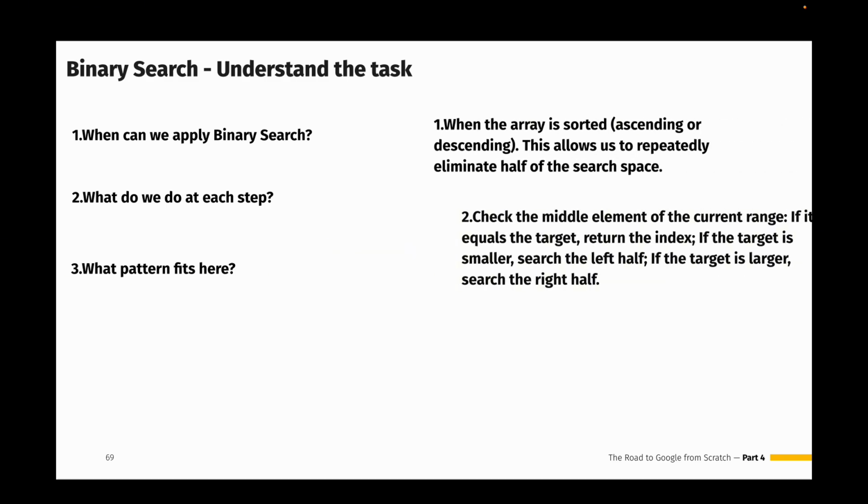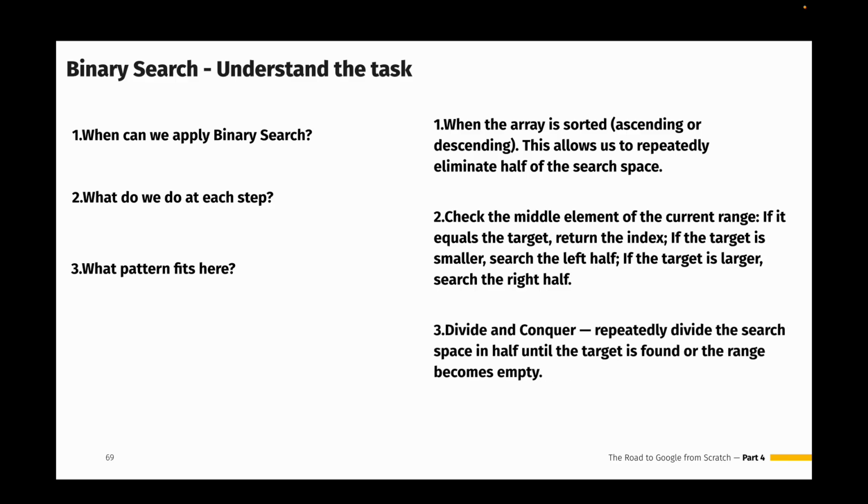So when can we apply binary search? When the array is sorted, in ascending or descending order, this allows us to repeatedly eliminate half of the search space. What do we do at each step? Check the middle element of the current range. If it equals the target, we return the index. If the target is smaller, search the left half. If the target is larger, search the right half.